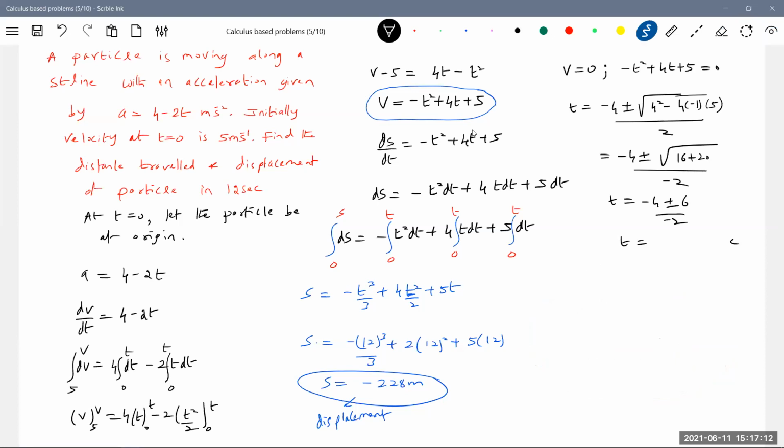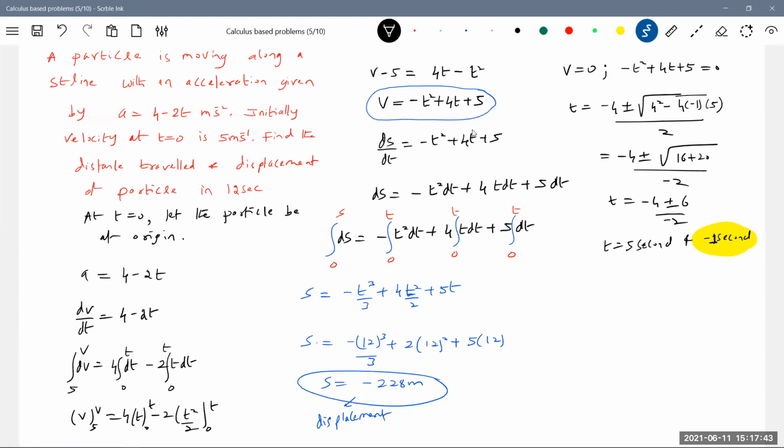Sir, t is equal to -1 or 5 seconds, sir. At t equal to 5, v will be 0, sir. 5 seconds and -1 second. Negative sign should not be taken. Okay, thanks for helping me. Okay, -1 second is not possible. Time should not be negative. So therefore, at t equal to 5 seconds, in fact, it's going to change the direction.